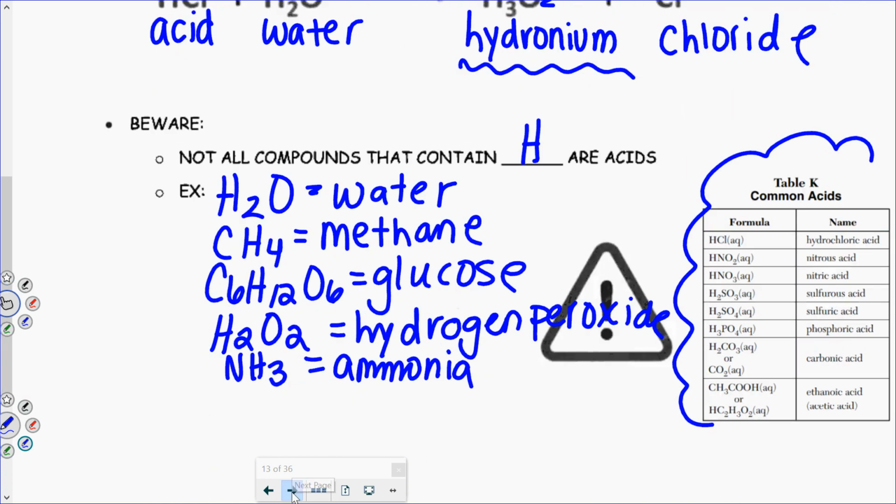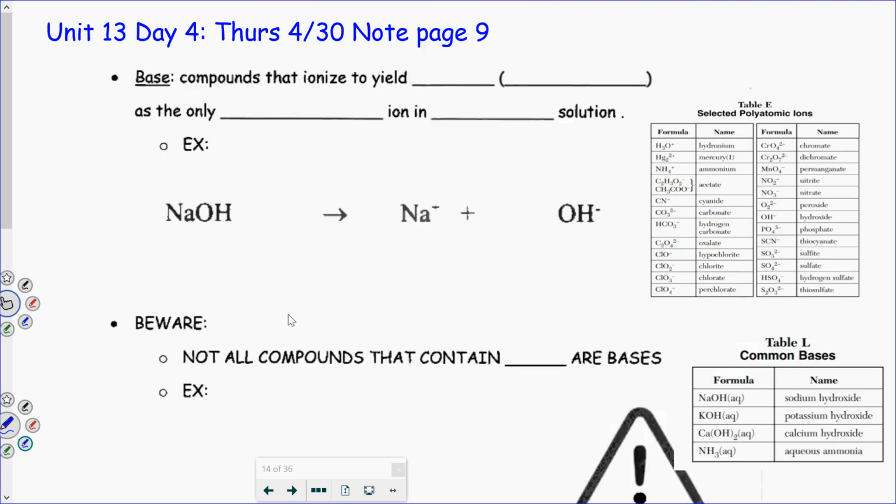Good. All right, now we're going to talk about an Arrhenius base. This is page 9. So unlike an acid, which produces H+ or H3O+ as the only positive ion in solution, an Arrhenius base is a compound that ionizes to yield OH-. Now, if you don't remember what OH- is, that's why I put table E up there. OH- is a hydroxide ion.